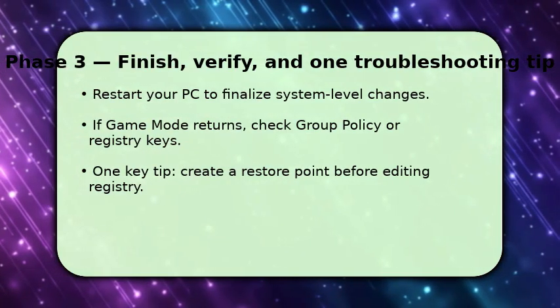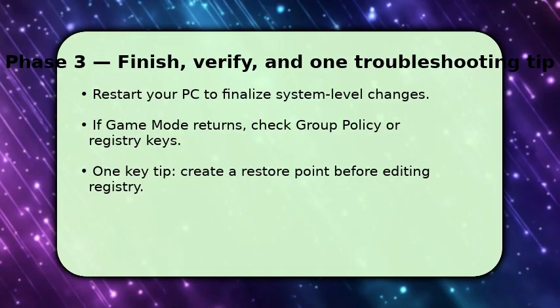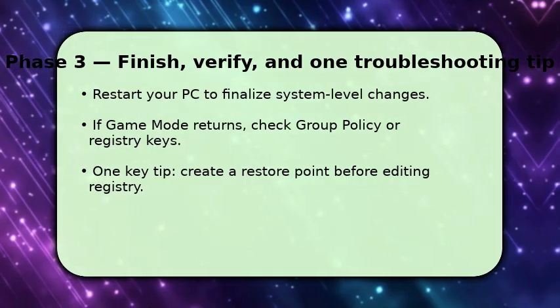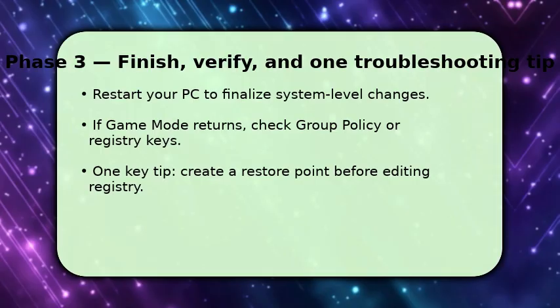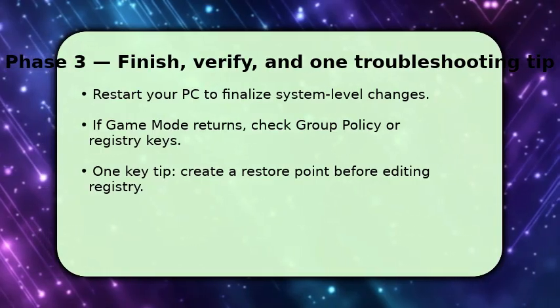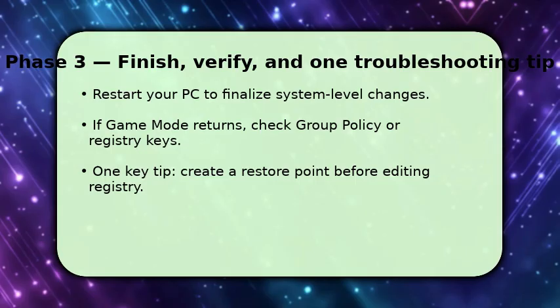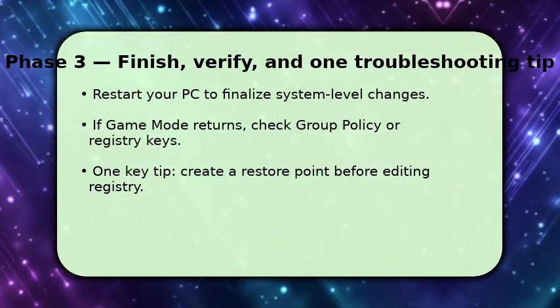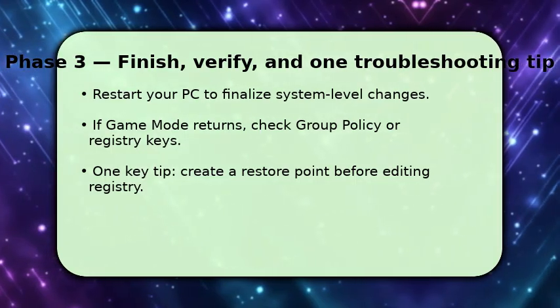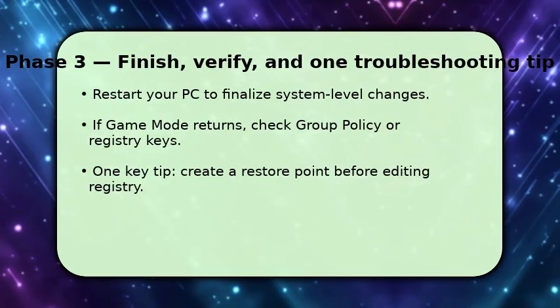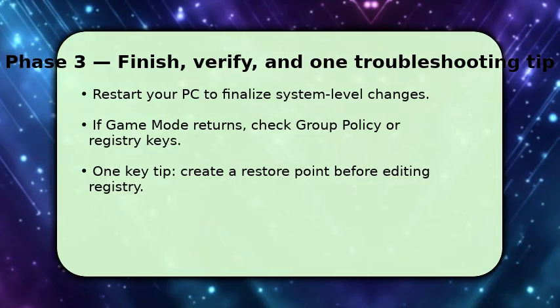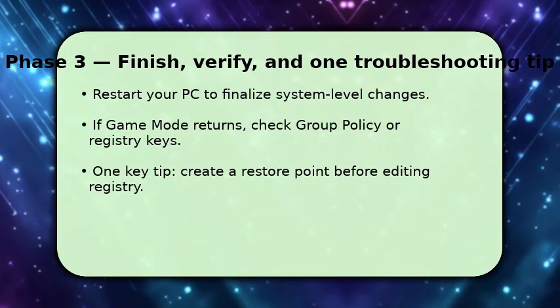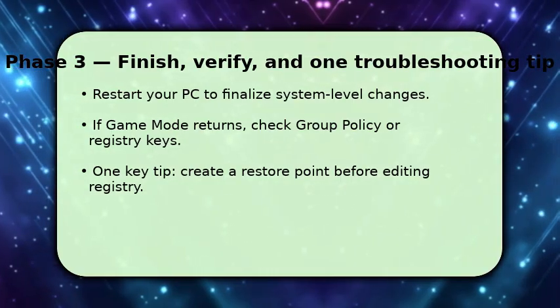This completes the process. If game mode reappears, check group policy or registry entries because enterprise policies or scripts can force it back on. If you must edit the registry, create a restore point first. This prevents data loss. And if problems persist, verify your user account type and startup tasks that may re-enable gaming features. That single troubleshooting tip usually resolves it.